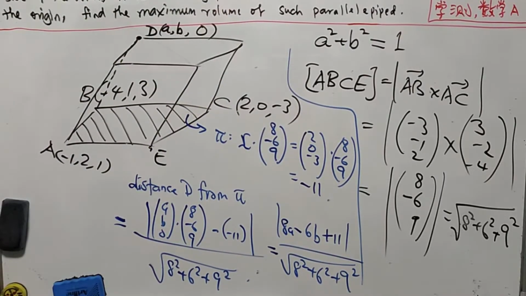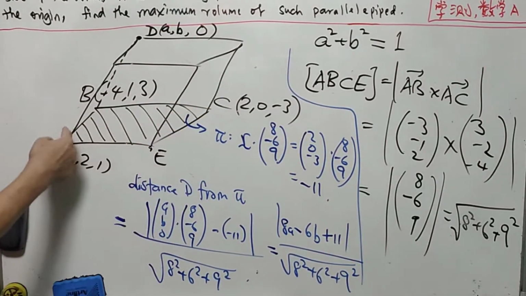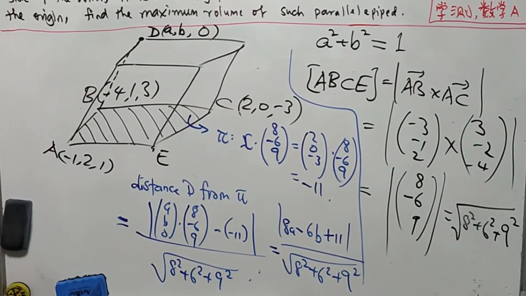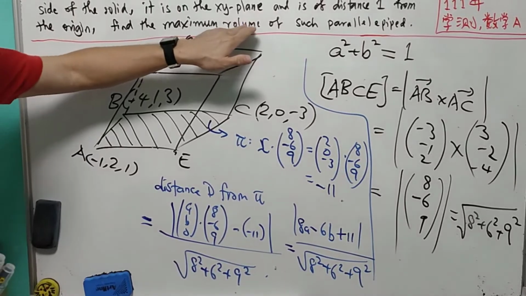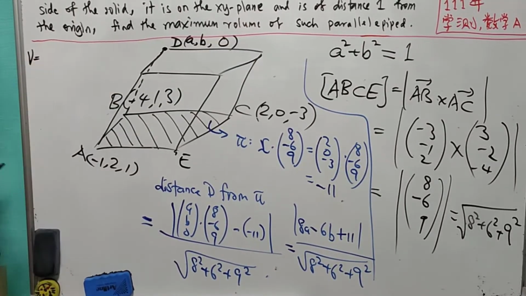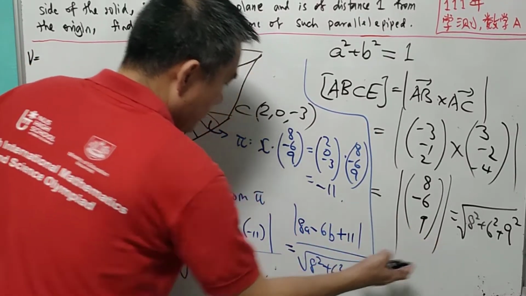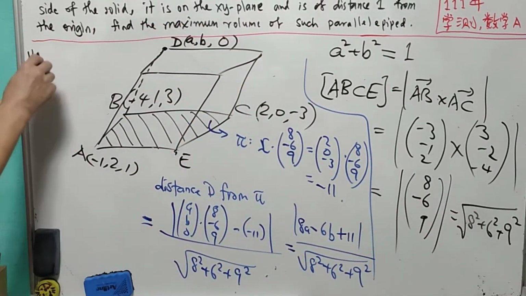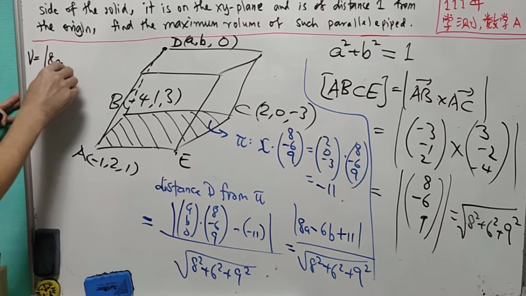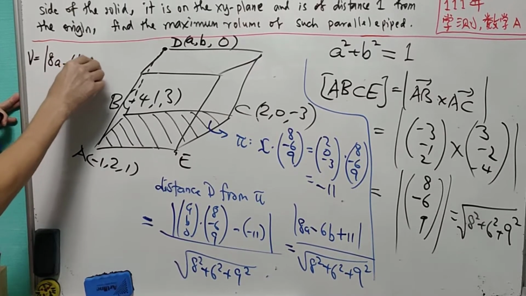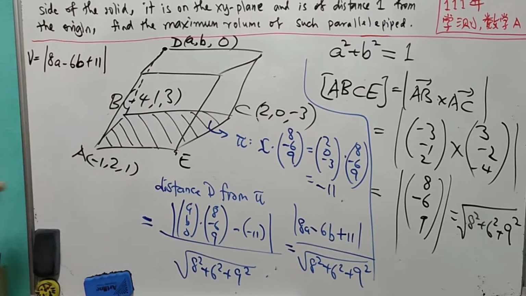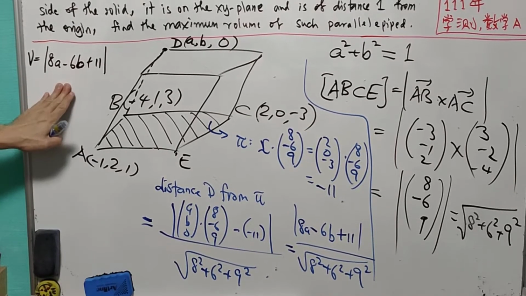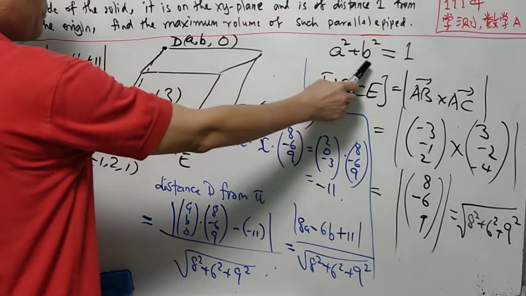So what we have so far is the area of the base and the distance d from the plane. What we want to find out is the maximum volume. The volume will equal the area of the base multiplied by the height. After we do the multiplication, we know that it will be just equal to 8a minus 6b plus 11. So we want to get the maximum of this expression with the condition that a squared plus b squared equals 1.